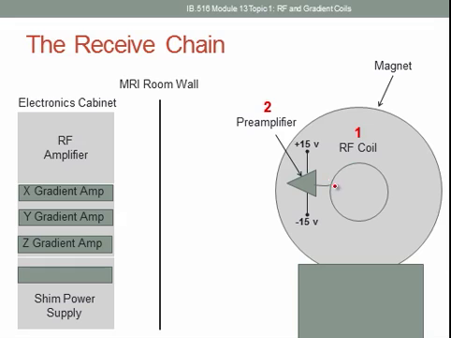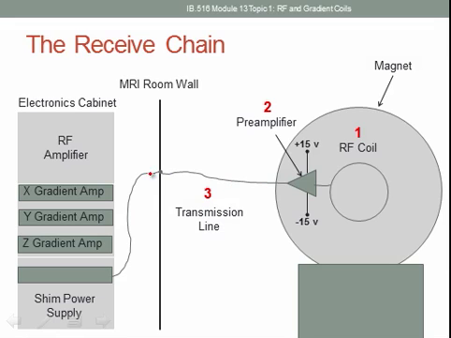So the signal that we're receiving travels along this wire. It makes it to the preamplifier, because remember, the signal that we're receiving is very small. It's on the order of microvolts. So we need this amplifier here to amplify that signal up to the millivolt range, because the analog to digital converter sitting in the electronics cabinet doesn't like signals in the microvolt range. They're just too small to detect. So we use this preamplifier to amplify the signal.